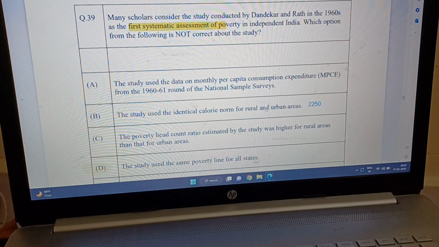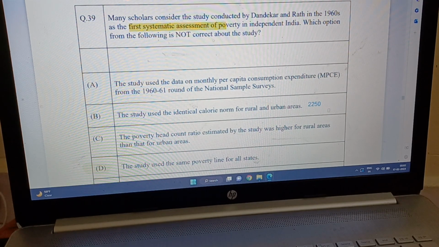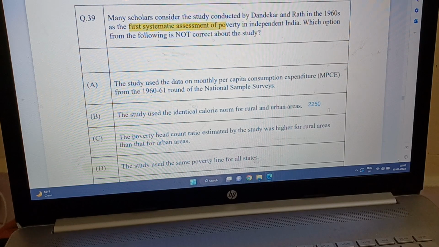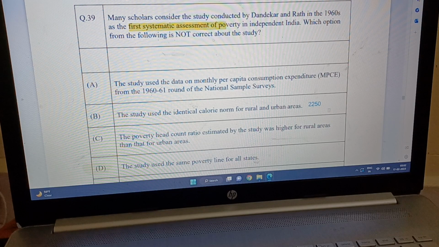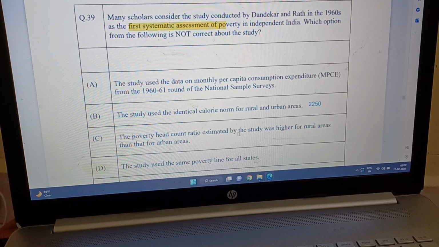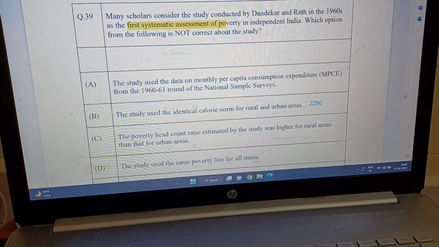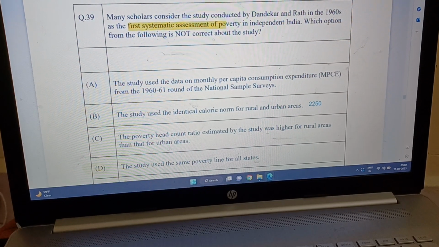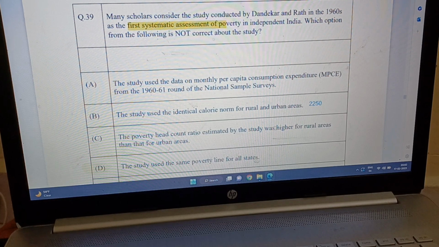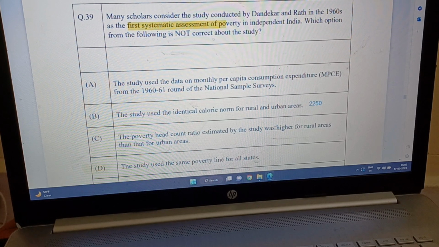Yes, the study said that everybody should earn 2,250 calories a day. So whatever food one gets, if they don't get 2,250 calories every day, then actually they are poor. And then the poverty headcount ratio estimated by the study was higher for rural areas than for urban areas. It is very obvious that poverty in rural areas would be higher. So that was fine. So this one is also correct.